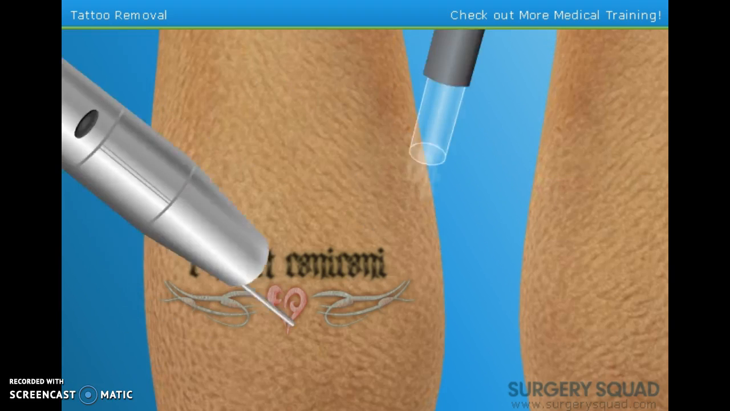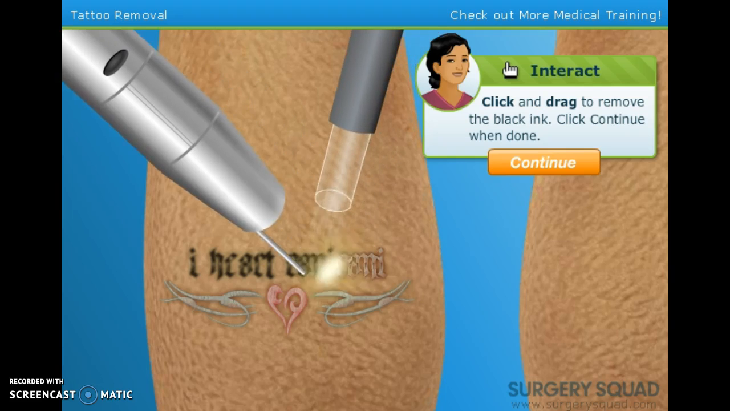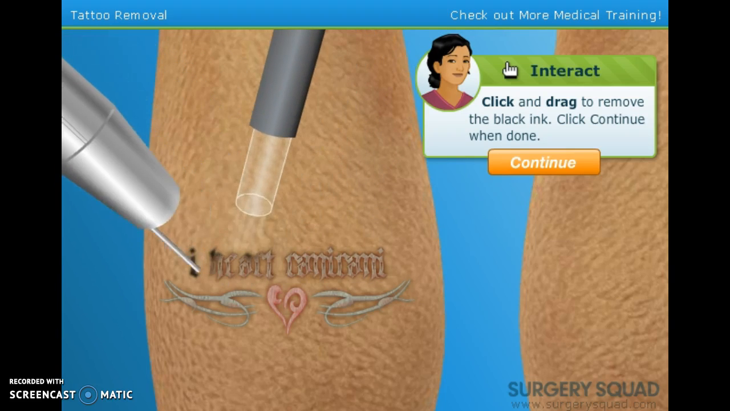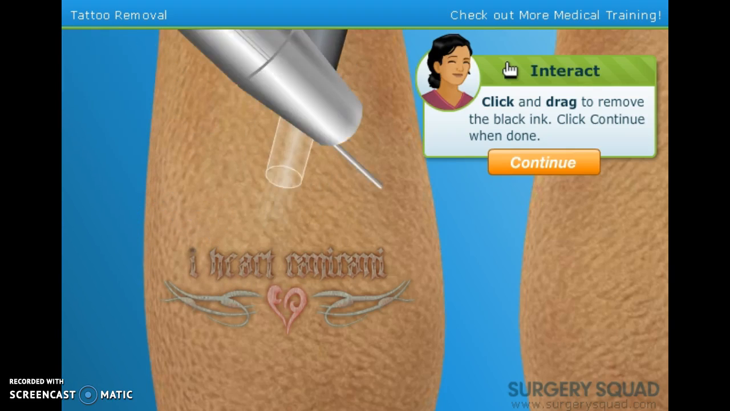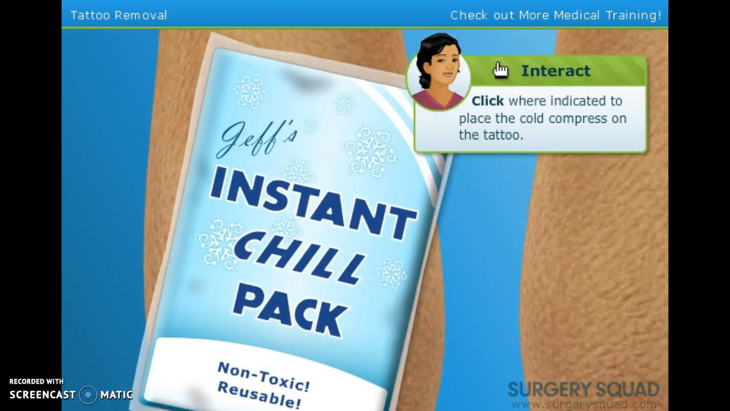Finally, we'll remove the black. Isn't this a pleasant noise? Now that we've completed the first treatment, we'll need to place the cold compress on the treatment.